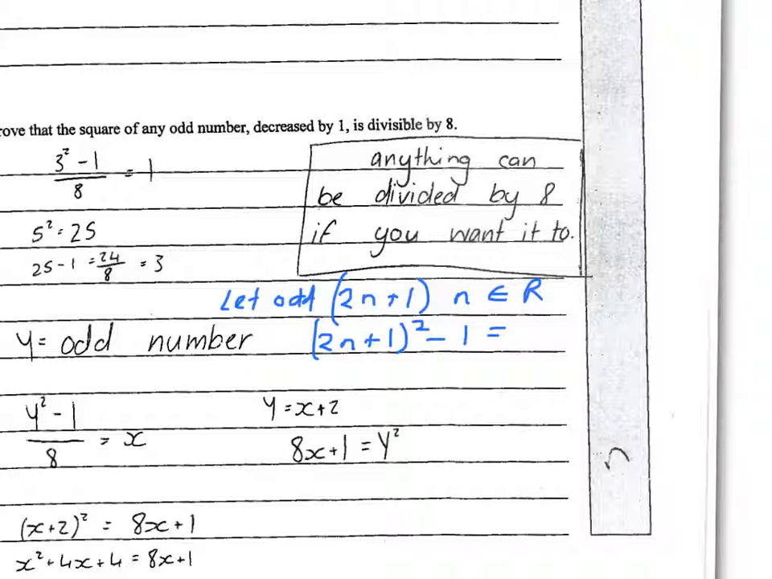So we have 2n plus 1 squared, which is going to be 4n squared plus 4n plus 1, minus 1. So that's going to equal 4n squared plus 4n.